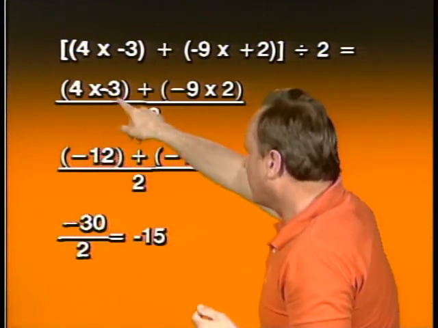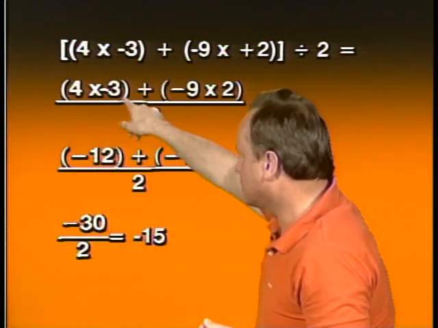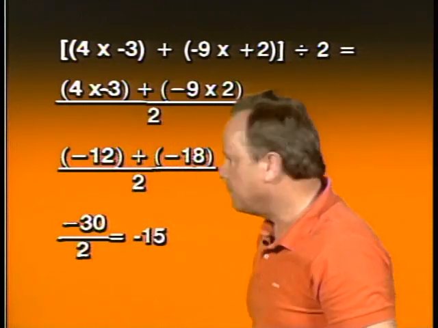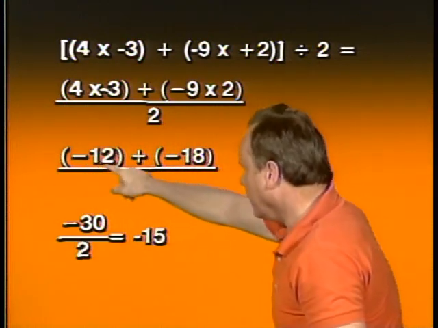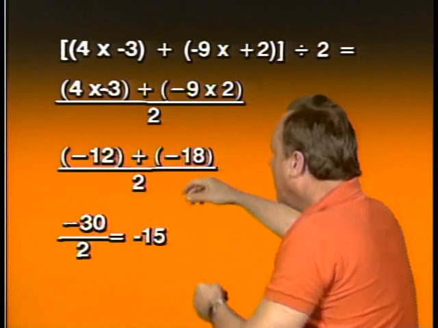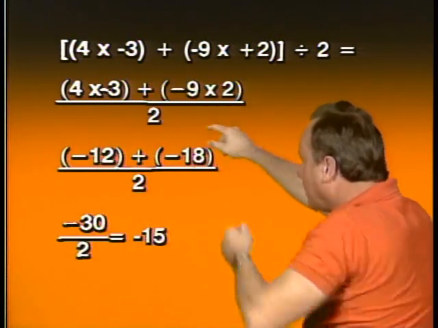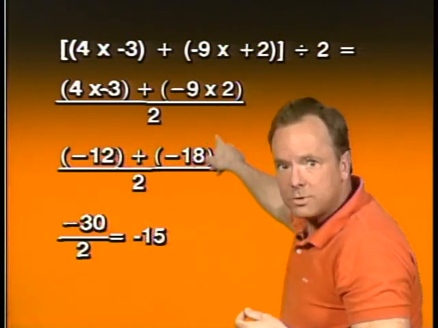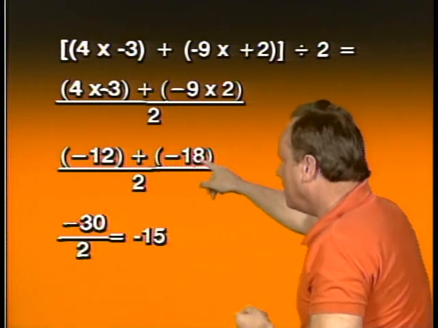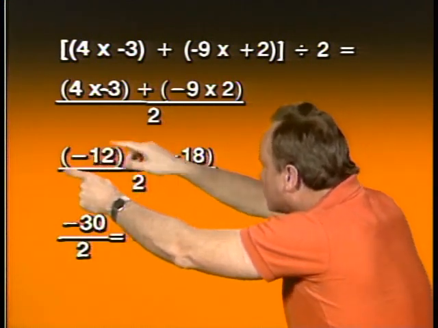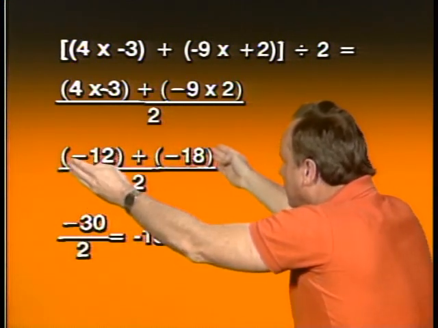So what's 4 times minus 3? Well, 4 times 3 is 12, and a plus times a minus is a minus, so that becomes minus 12 inside the brackets there. And let's squeeze this one down. That's minus 9 times 2. That's obviously minus 18. So we now have minus 12 plus minus 18.